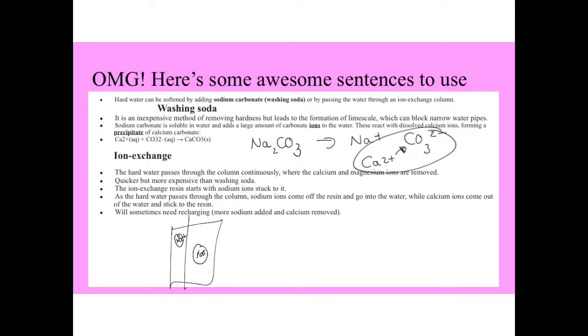What happens then as the water passes through? The calcium ions come out and the sodium ions go in. Okay, so the sodium ions come off the resin, go into the water, whereas the calcium ions come out of the water and stick to the resin. Sometimes it'll need recharging because eventually your column will just be full of calcium ions, which is no use to you, so you have to remove it and add sodium ions again.